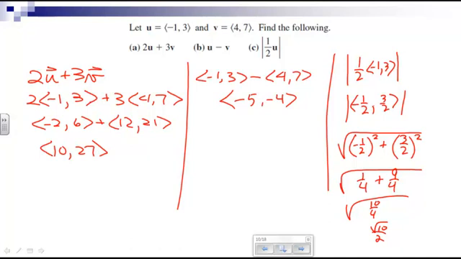It ends up with these scalars, though. I could have also changed this problem into 1/2 times the magnitude of negative 1, comma 3, and gotten the same answer. I think we've already done this problem, haven't we? The magnitude of negative 1, 3. I think it is the square root of 10. You can see that's the same answer.